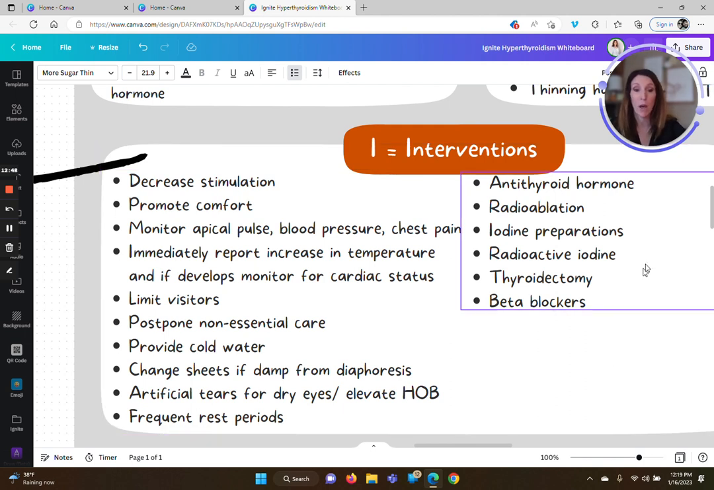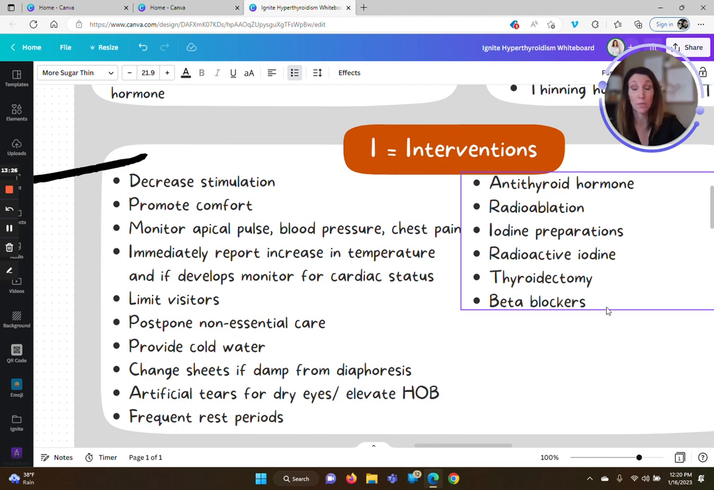And then we have anti-thyroid hormone. There's a couple of different medications that they use for this, and we're going to talk more about that in a moment. And then radio ablation, which is a procedure that's done on the thyroid to try to decrease its activity. Iodine preparations, so sometimes they use iodine to regulate the thyroid. And then radioactive iodine, we'll talk more about that as well. Thyroidectomy, so they may actually have to go in and remove the thyroid. And so then these people are taking thyroid replacement when their initial issue was too much thyroid.